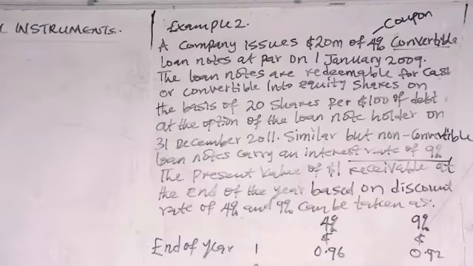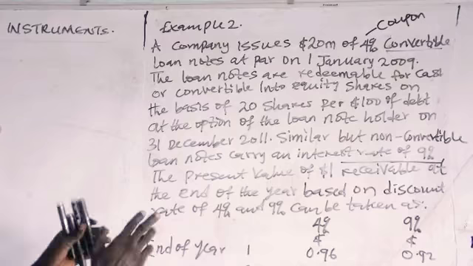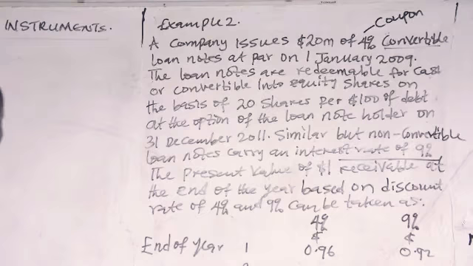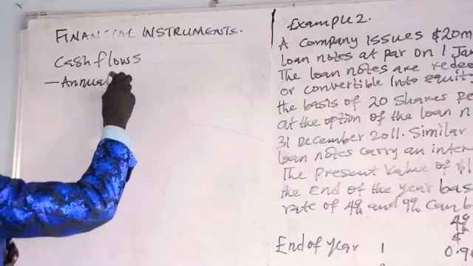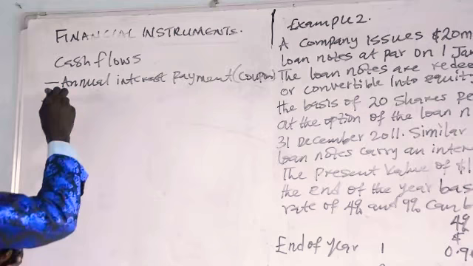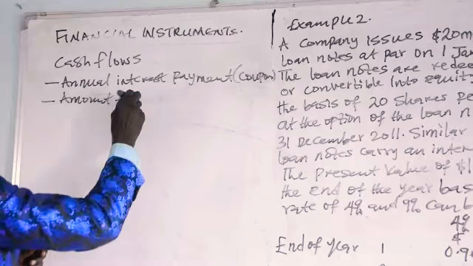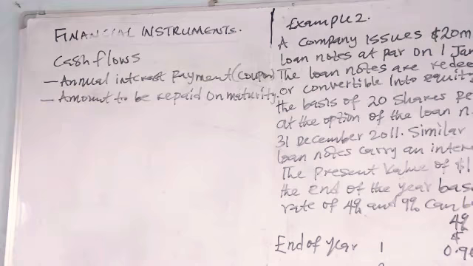Whenever you are given a compound financial instrument, I've told you that you want to segregate that instrument. You want to separate it into a liability component and equity component. To do that, you have to identify the cash flows. The cash flows of compound financial instruments to discount, in order to get the liability component, will be one, annual interest payment calculated at the coupon rate. Then, the amount to be repaid on maturity or at the expiration of the time period fixed by the agreement.